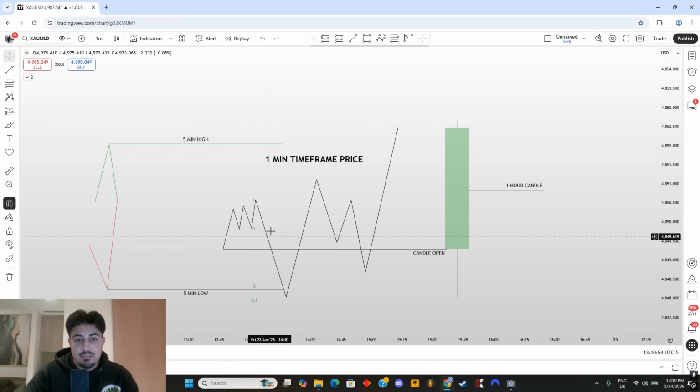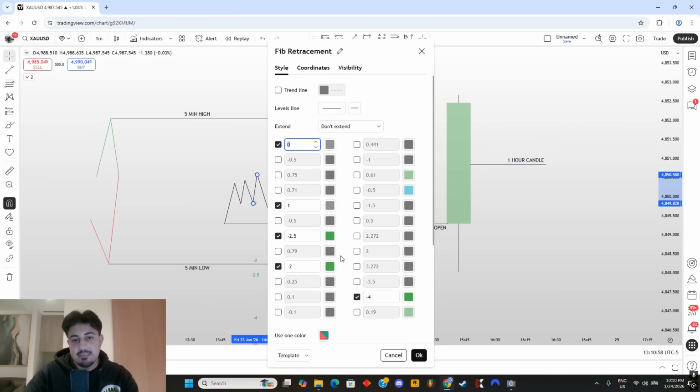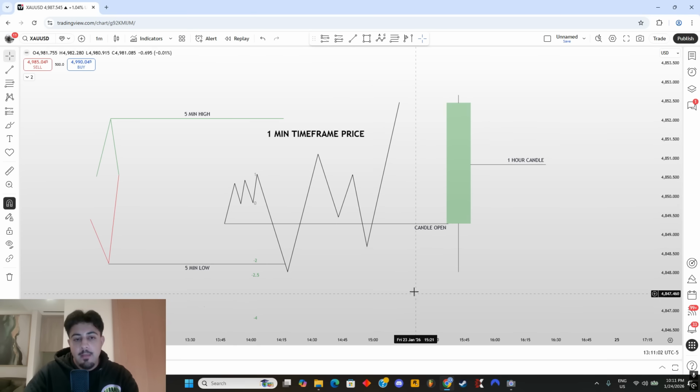Okay, once you have done that, make sure you copy these Fibonacci settings: -2, -2.5 and -4. Now the manipulation phase of the power of 3 is usually going to end at -2 and -2.5. But if price is also sweeping the 5 minute low, and this low is around here, make sure it is below. The 5 minute low has to be below the -2.